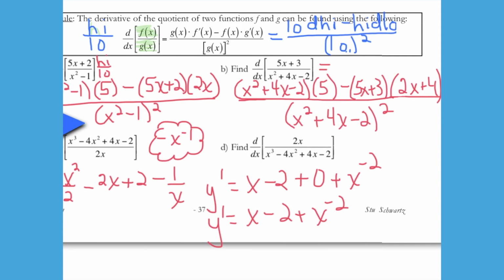In the next video, we'll talk about e to the x and natural log and how to incorporate that in these different rules.